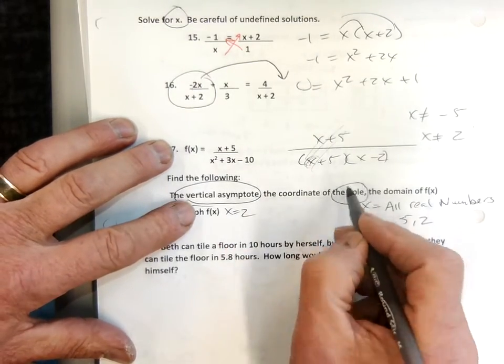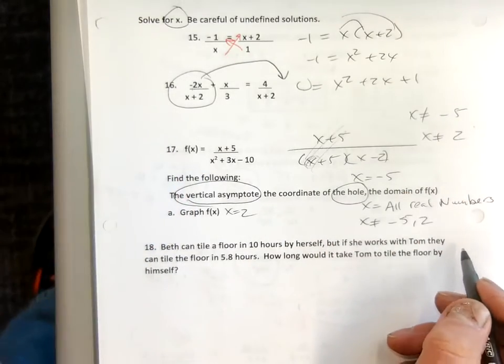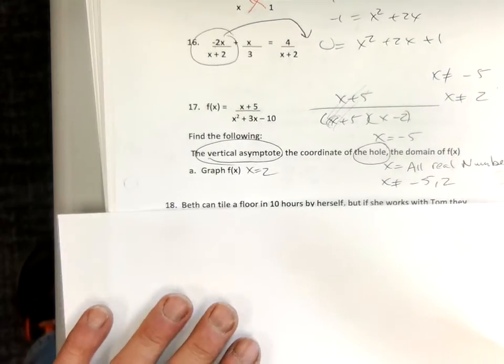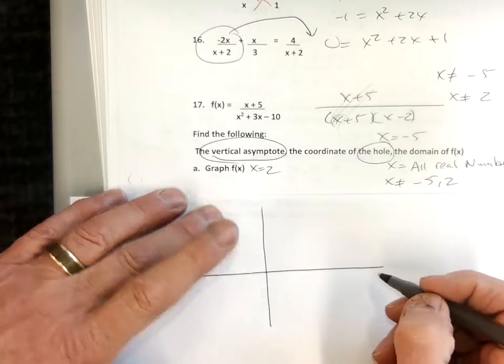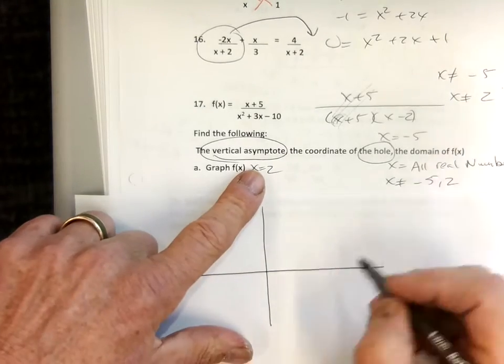My hole is at the one I can't get rid of, which is x equals negative 5, okay? So when I graph this, I know my graph has to look like this. And I don't have to do a perfect job. I don't even need Desmos for this, because I know a couple of things. I know I'm going to have an asymptote at 2.